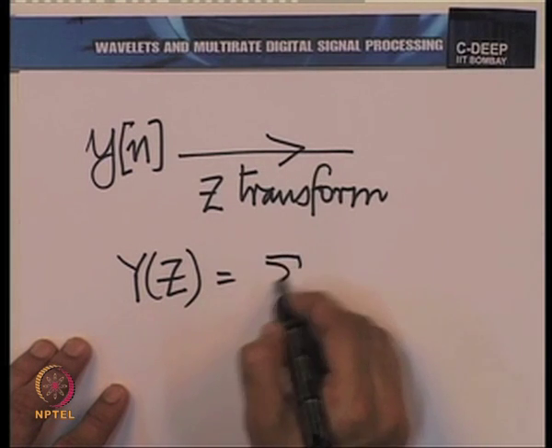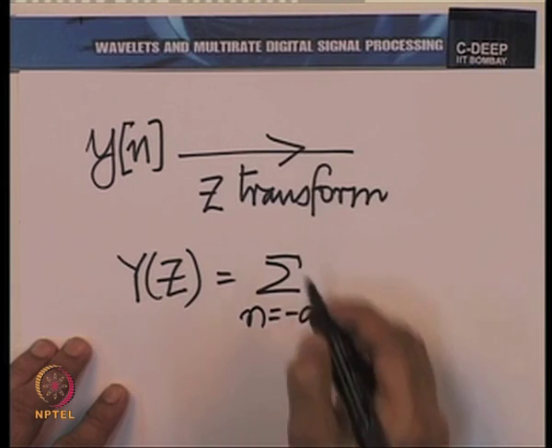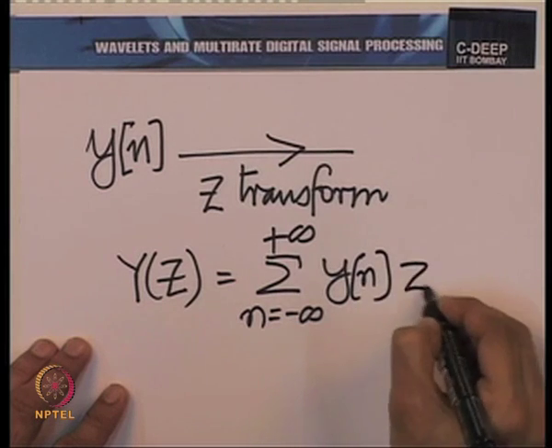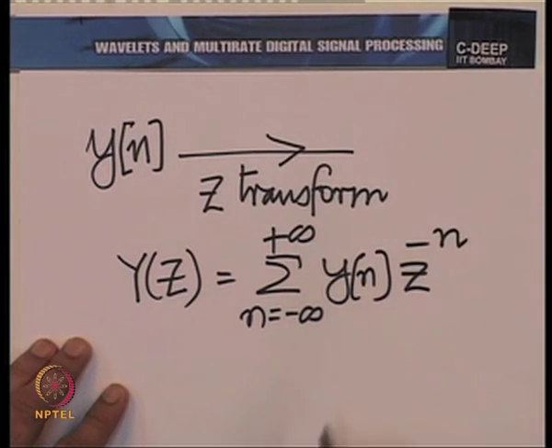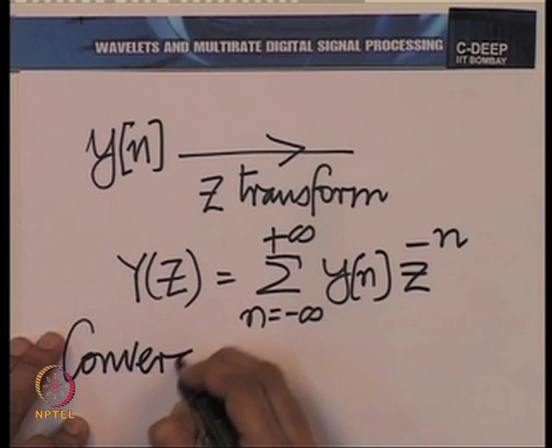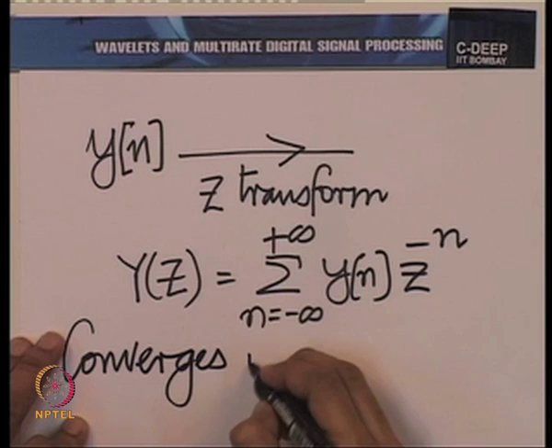And y of z is summation n going from minus to plus infinity y n z raised to the power minus n. Now, we must remember that this converges in a region of the z plane.